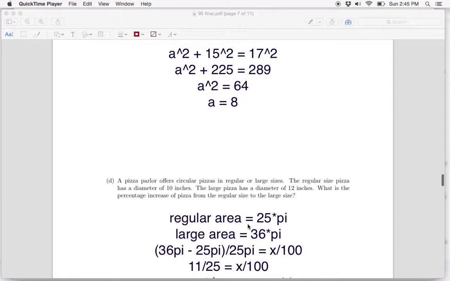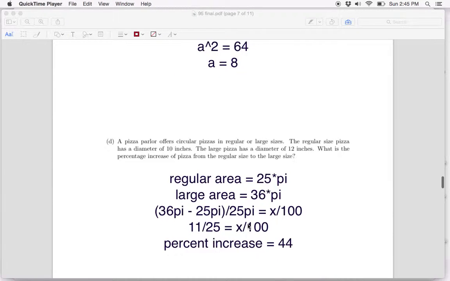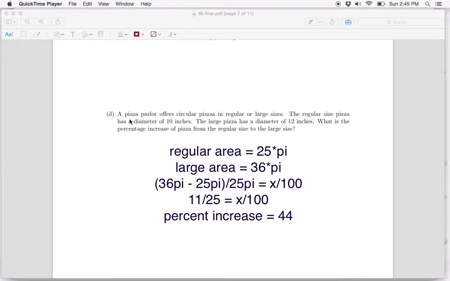All right, for this one we have a percent increase. So we're dealing with how big a pizza is. We're looking for the amount of pizza. So that's going to be the area of the pizza, and we're given the diameters. So to change from the regular diameter to the regular area, I have half the diameter, which is 5, and then square that, so 25 times pi. So I have 25 pi, and for the large, then half of 12 is 6, square that is 36.